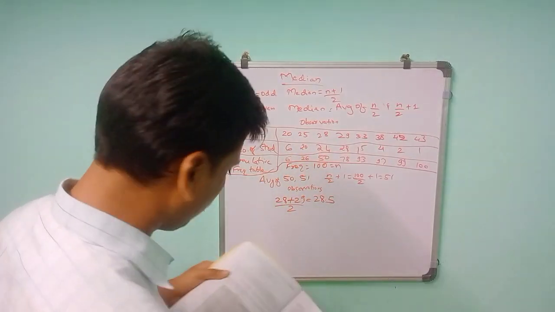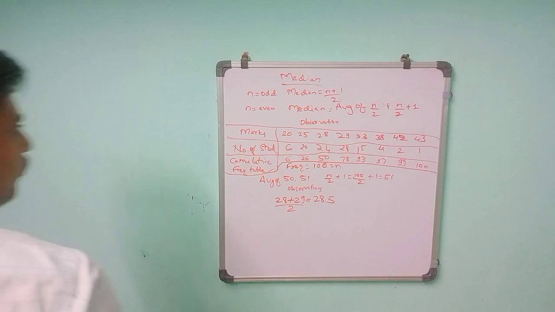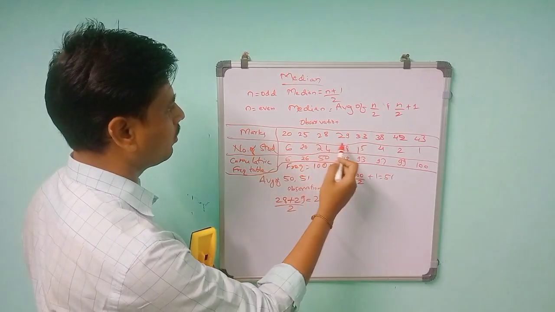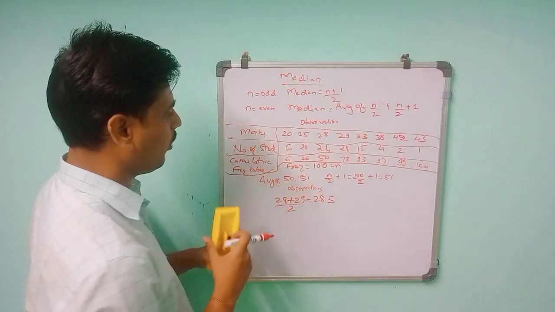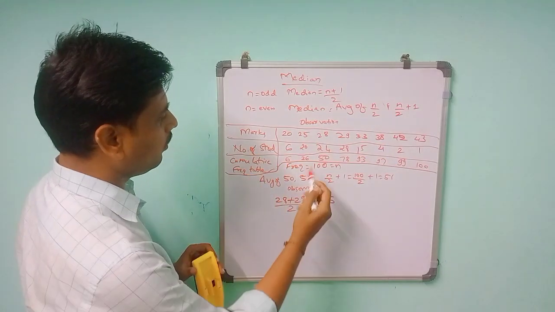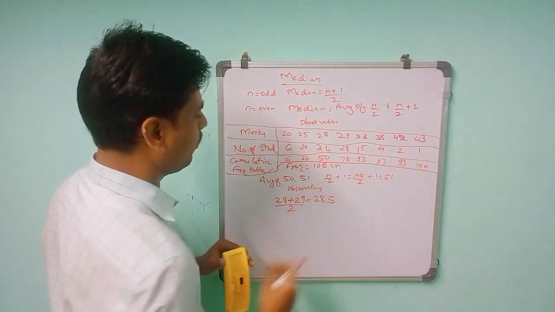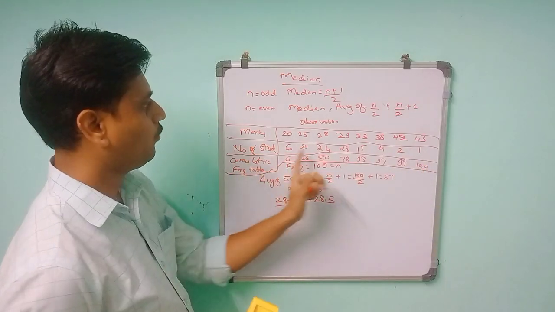Okay, so this is about ungrouped data. Directly they will give the marks and the number of students, and you have to find the cumulative frequency. The total frequency is 100, so the last number in the cumulative frequency table will be 100 only. So you have to add the numbers.